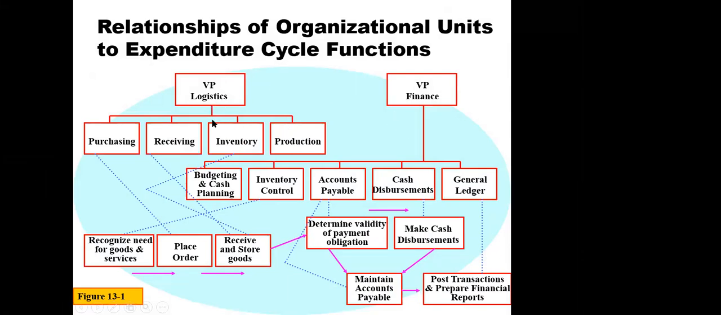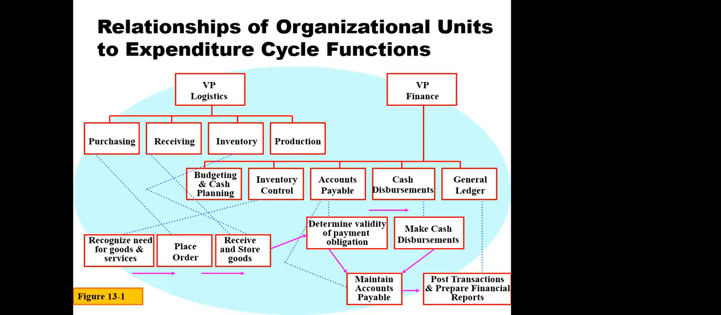Okay, so here's an example of the flow. There's a purchasing agent, receiving, inventory, and production. The point is that the purchasing agent doesn't do everything. He just does the purchases. He recognizes the need for goods and services, and he places the order. But receiving is usually done by the warehouse, different people. So there's a connection between all of them, and we'll see the connection later on.